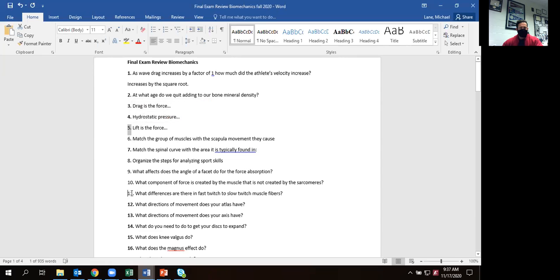In the interim, fast twitch fibers are going to be more powerful, typically bigger. Yes, lift is the force that lifts you up. Good job, guys. And back to this, they're going to be much more fatigable, rely more upon anaerobic energy sources, and they're going to have less mitochondria, more glycogen potentially, and more enzymes related to anaerobic metabolism, not so much aerobic. And there's going to be more fibers recruited per motor unit of the fast twitch than the slow.